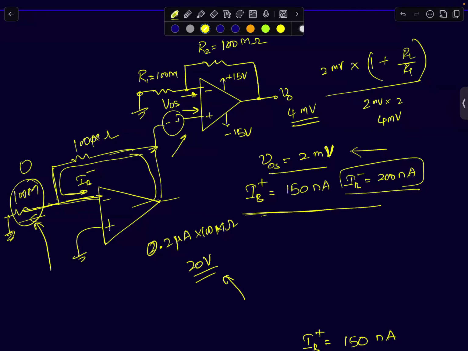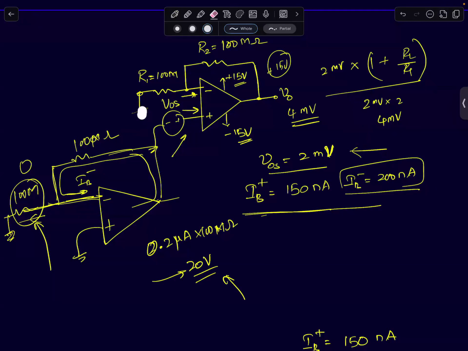And this op-amp, the maximum supply voltage is plus 15 and minus 15. And because of this bias current, the voltage that the op-amp has to go through is plus 20. Therefore, the output will saturate at plus 15 volts. So now you see the problem.